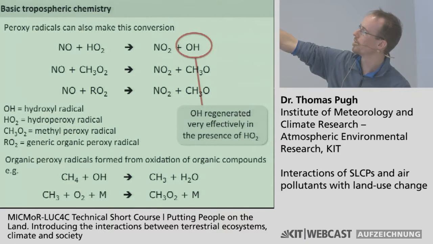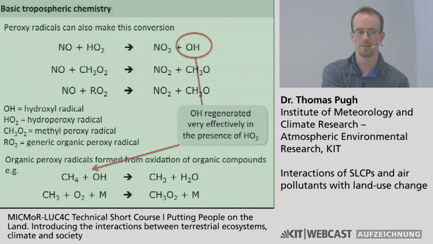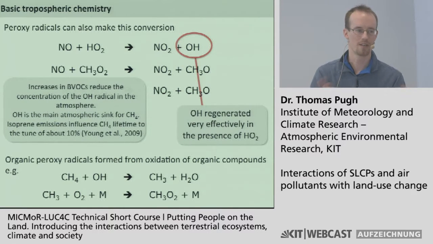I just want to quickly draw your attention to another aspect here. When you have this reaction of NO and HO2, you also produce the OH radical. And as I mentioned just before, the OH radical is the major loss rate of methane. So by putting these NOx and VOCs into the atmosphere, you change the chemistry that leads to the loss of methane, and you can actually change the lifetime of methane in the atmosphere and hence change the radiative forcing effect. And it's reckoned that the isoprene emissions can have an effect up to 10% on the lifetime of methane in the atmosphere, which is not inconsequential.